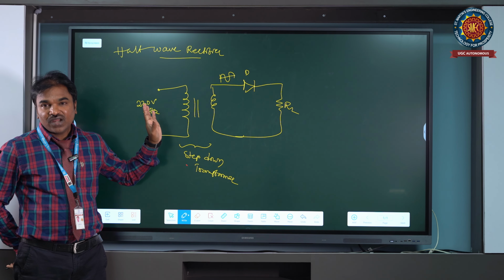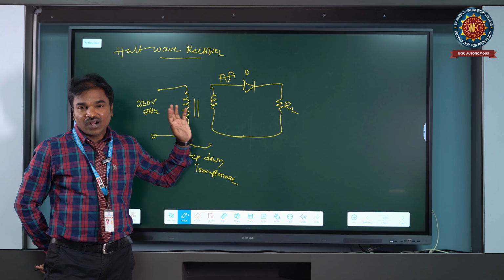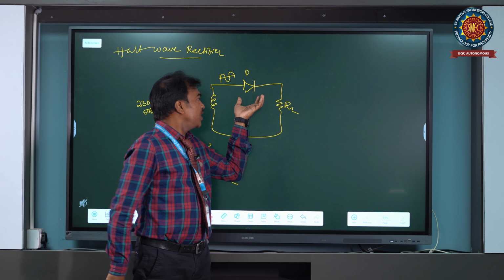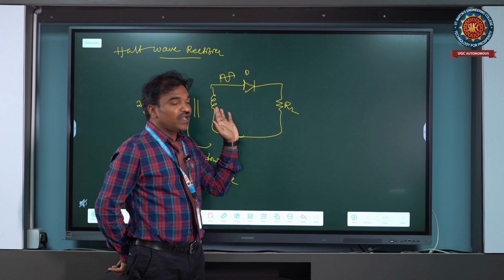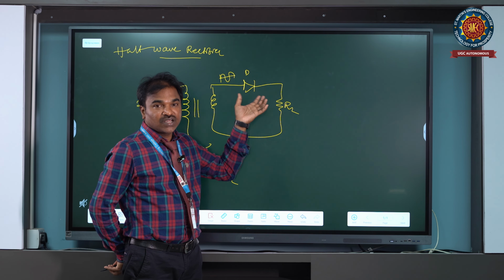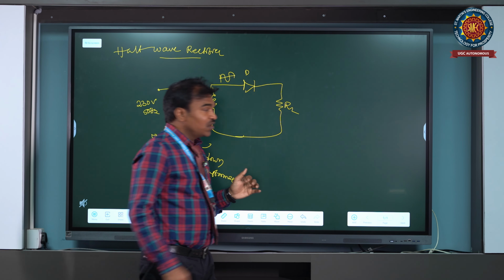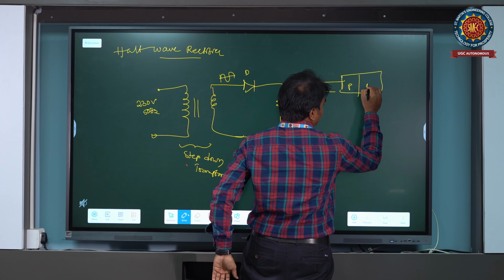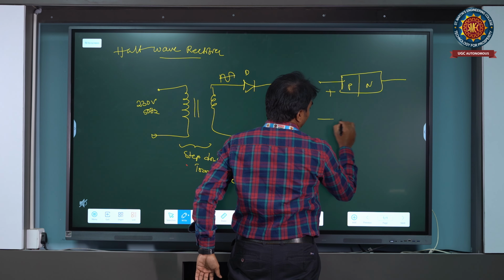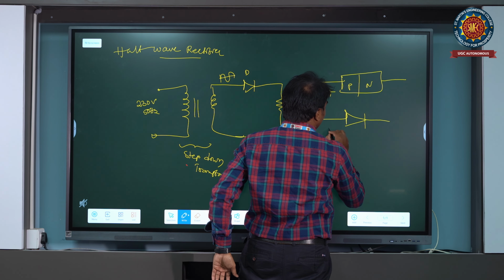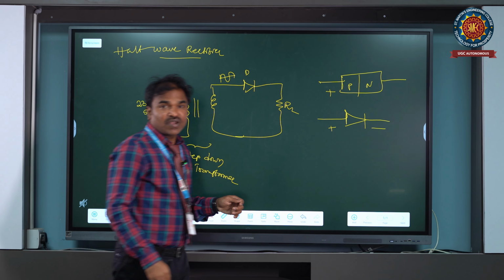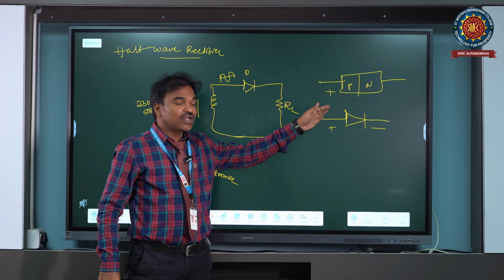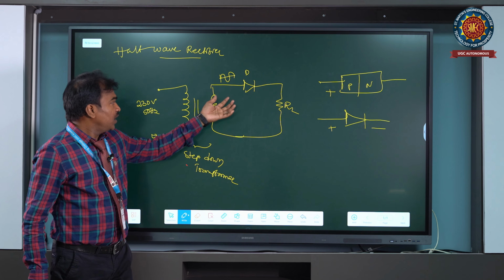What is the use of the diode? What is the basic definition of the diode? A diode conducts only in one direction. It conducts only in forward bias, and it does not conduct in reverse bias. What is the internal structure of the diode? This is the internal structure, and this is the diode symbol, plus and minus. One p-type semiconductor and one n-type semiconductor are combined, and that acts like a diode.